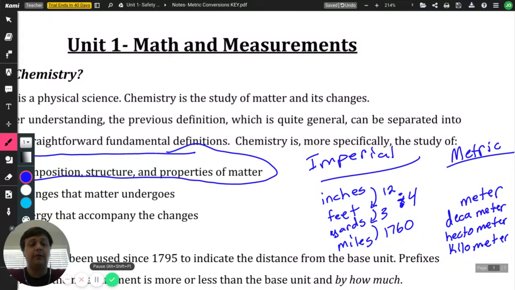Okay. If we go in the other direction, we can go down to a decimeter. And then that would be 10 times smaller than a meter. And then we can go from decimeter down into centimeter. And then again, 10 times. So every single time with the metric system, it's always going to be either 10 times larger or 10 times smaller, okay?